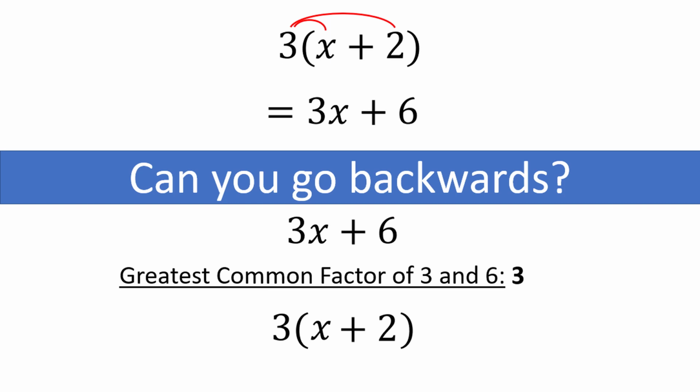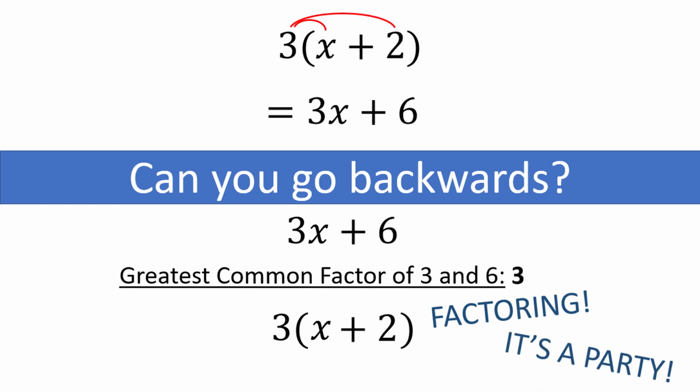This process of going backwards from the simplified form of an expression back to the undistributed form is called factoring, which is an extremely important part of algebra.